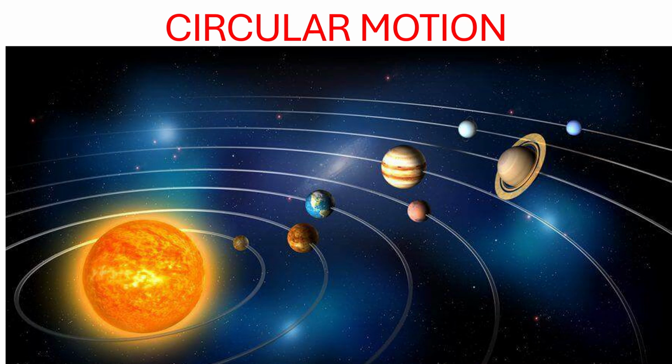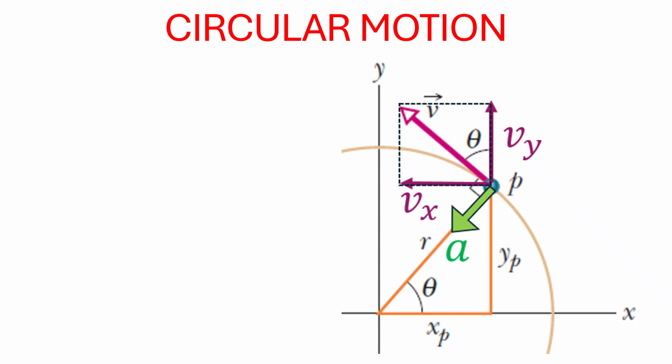Today we are going to deal with circular motion. A particle is in uniform circular motion if it travels around a circular arc at a constant, that is uniform, speed. Although the speed does not vary, the particle is accelerating because the velocity continuously changes direction. Our explanation will revolve around this diagram.